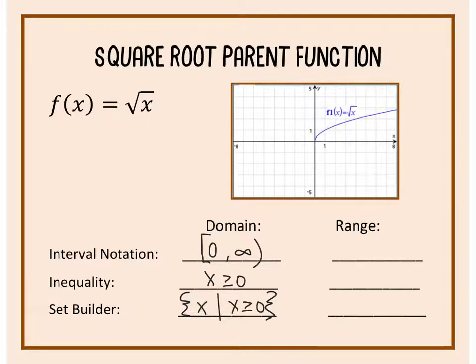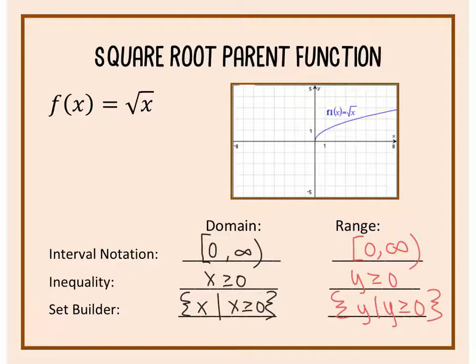My range is actually the exact same numbers. My range is my y value. So for interval notation, domain and range are not different in how they look. But your inequality has to have a y for range, which means your set builder also has to have a y for range. The way this reads again is y such that y is greater than or equal to 0.